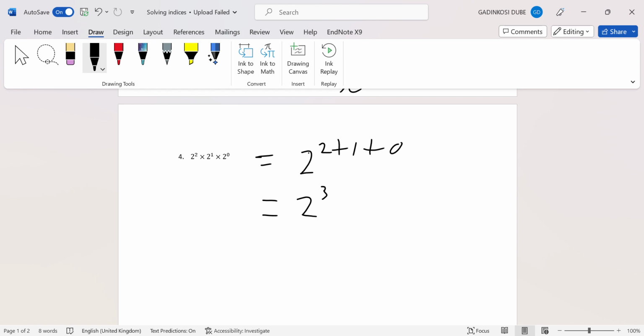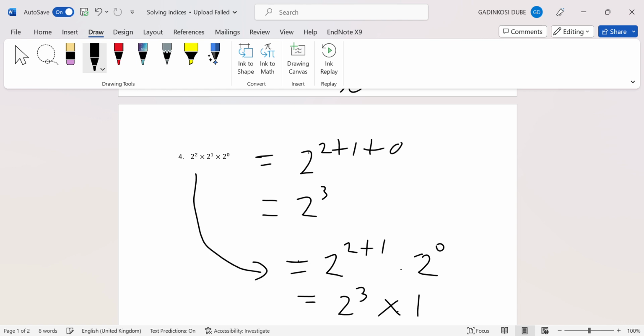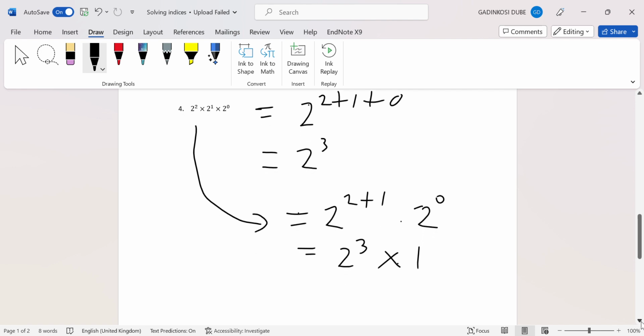You can even solve it in a different way. Since this is just 2, you can have 2 to the power 2 plus 1, and then multiply by 2 to the power 0. 2 to the power 0 is the same as 1, so eventually you're going to have 2 to the power 3 multiplied by 1. It still gives you the same answer, which is 2 to the power 3. You can expand this if you're required to calculate, but here we're just required to simplify, not necessarily to solve.